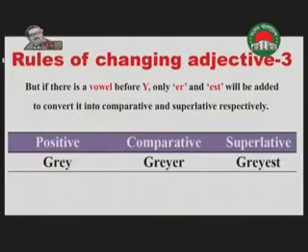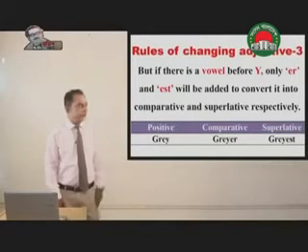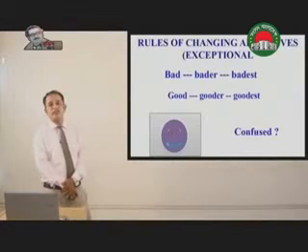Let's have some examples. Gray, G-R-E-Y, gray. Here you can see the last letter is Y and before Y there is a vowel E. So to make it comparative, we have to add ER, that is grayer, and to make it superlative, we have to add EST, that is grayest. Okay, dear students, let's know some exceptional rules.